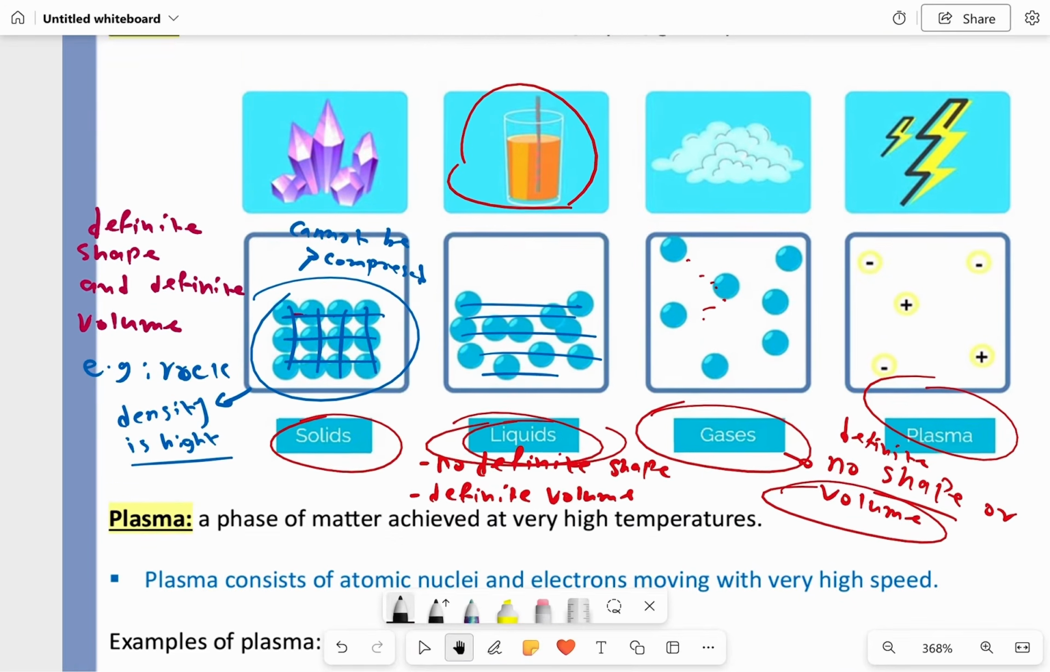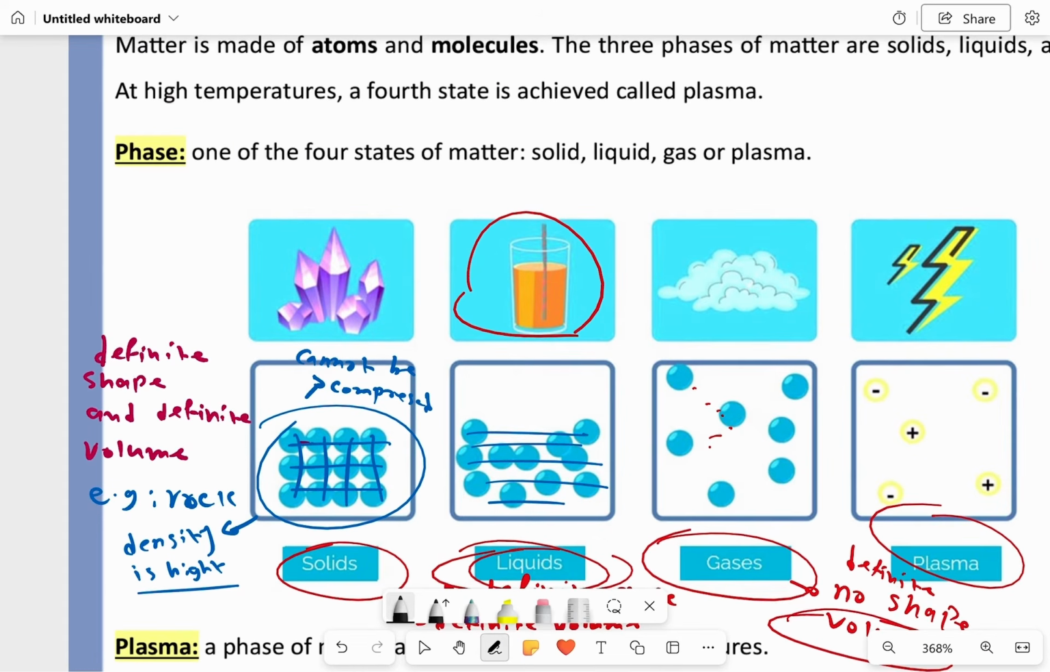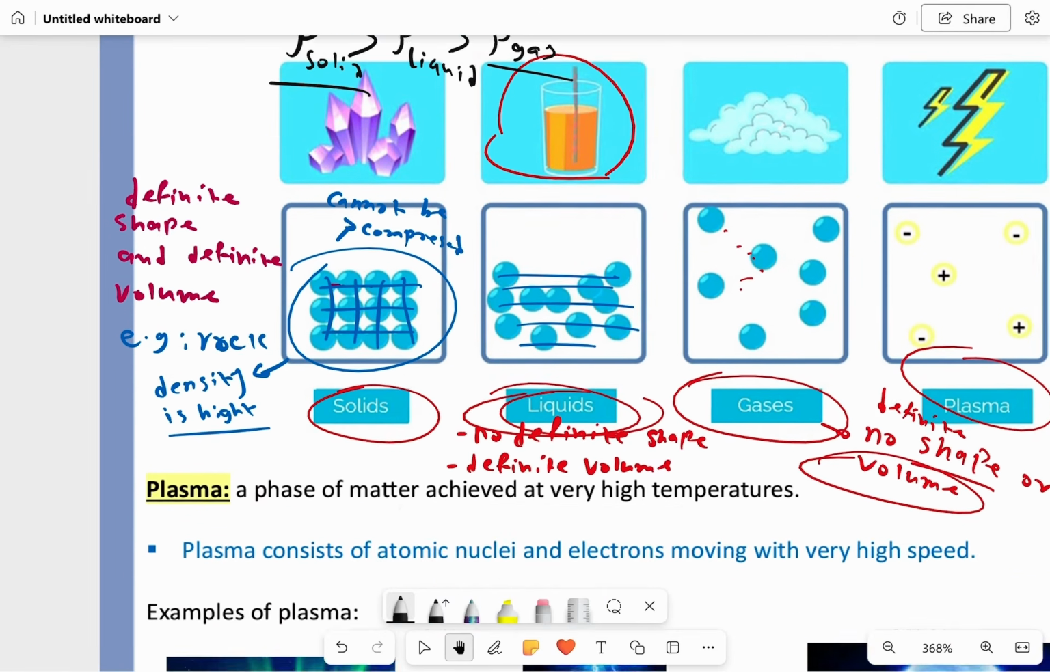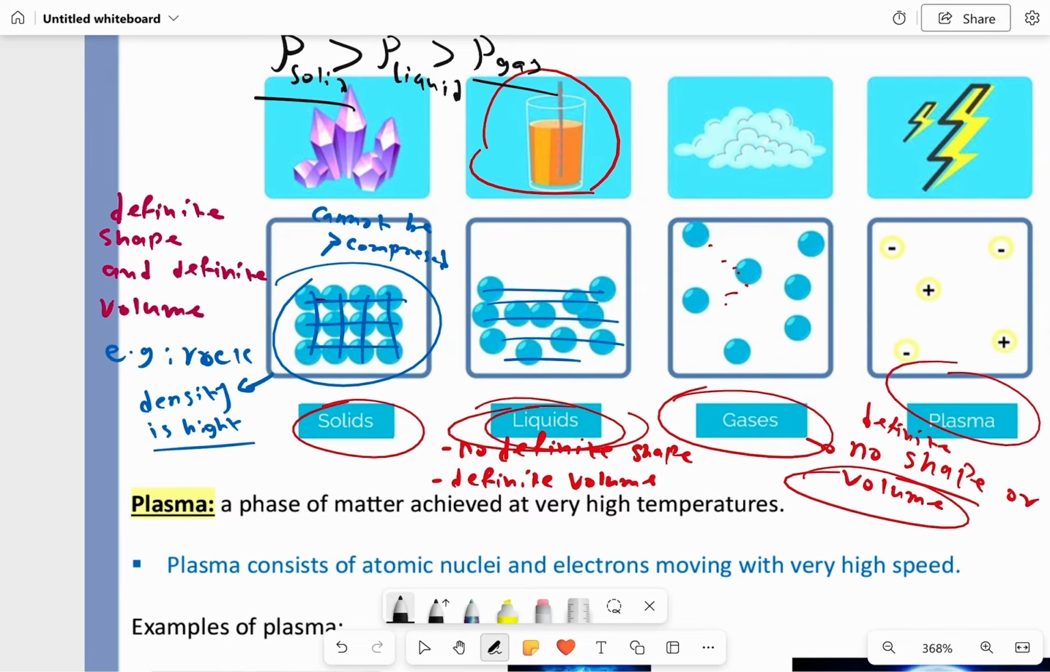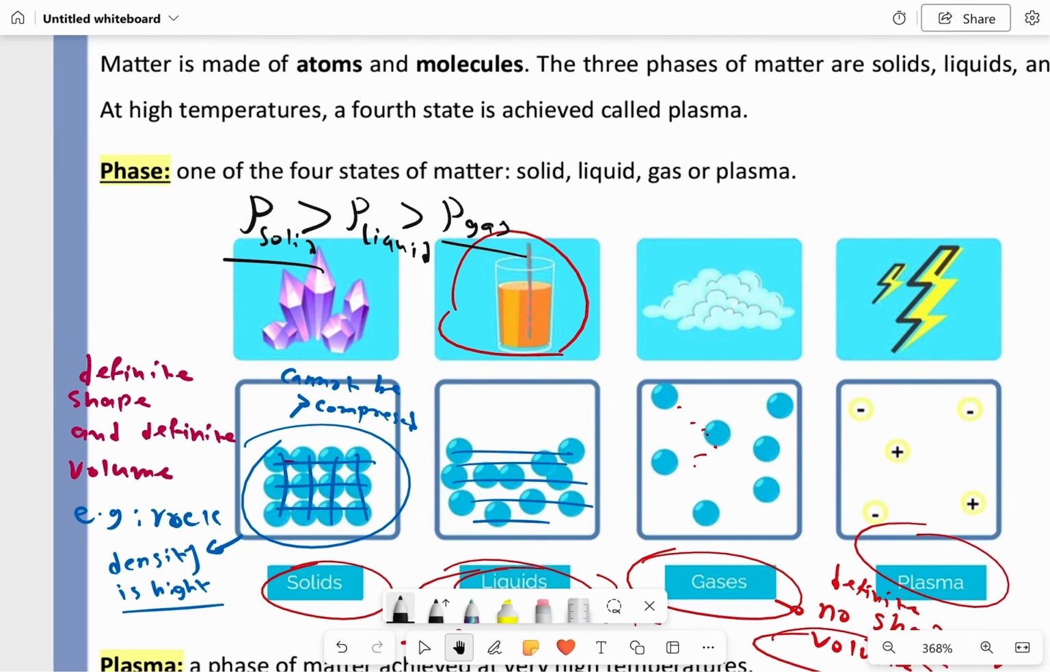So if I can draw this here, the density of solids is greater than the density of liquids, and the density of liquids is greater than the density of gas. So you have gas, liquid, and solids. Solids have the highest density, gases have the lowest density. But careful, gases have the highest compressibility. Solids have the lowest compressibility.